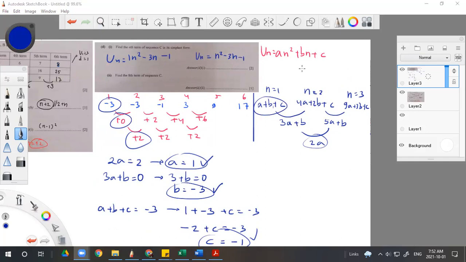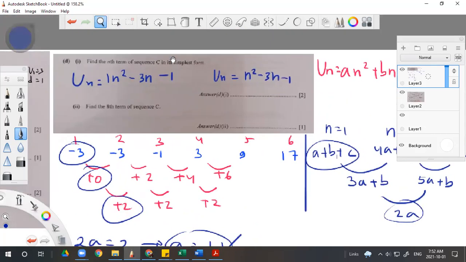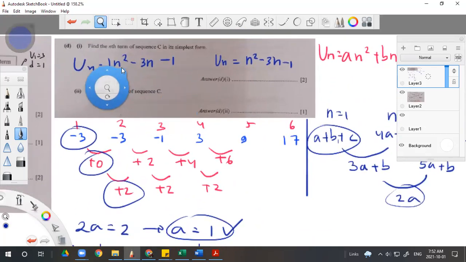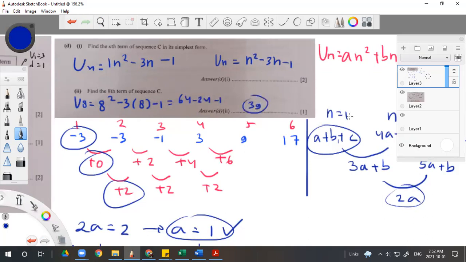Jadi kalau udah, kita tinggal find the eighth term. Oke, eighth term ya. Oh, dia mau urutan ke-8. Ya, eighth term. How do you do eighth term? So U8 equals, just insert the n by 8. n square, 8 square minus 3 times 8 minus 1. 64 minus 24 minus 1. 39. Oke, ini jawabannya. And then let's see the next question.